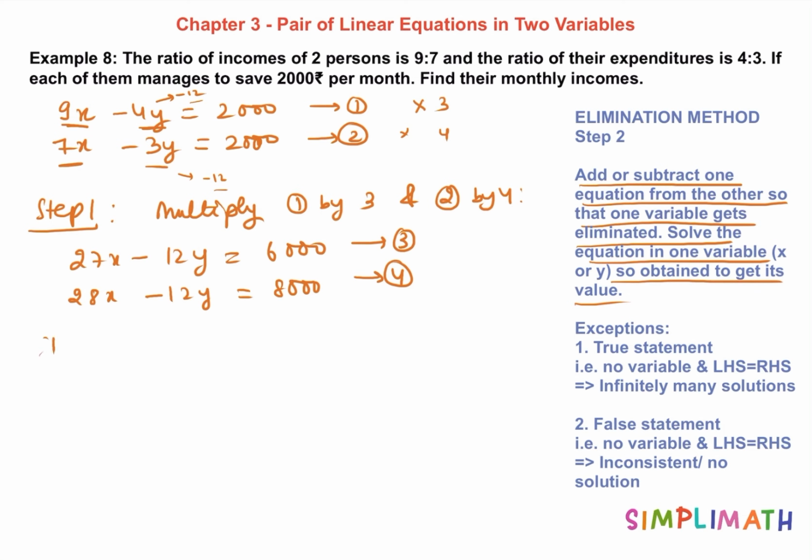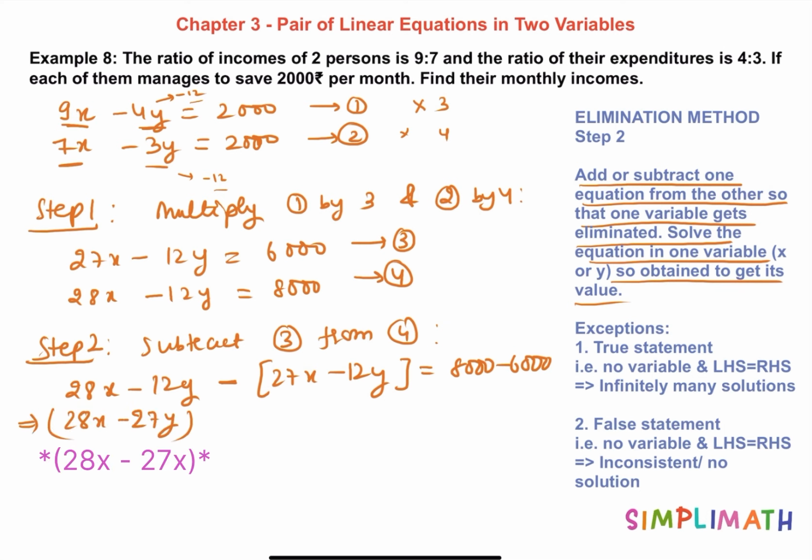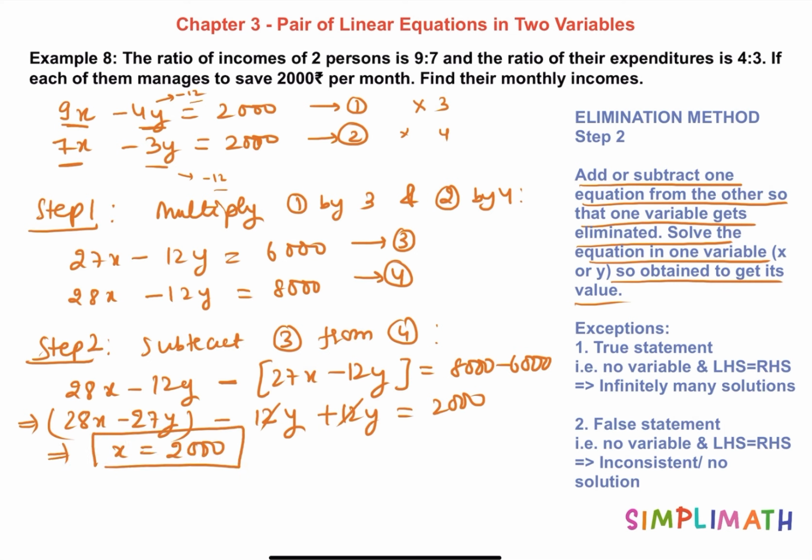We subtract. So step 2 is subtract equation 3 from equation number 4. So we have 28x minus 12y minus 27x minus 12y equals to 8,000 minus 6,000, right? So if we solve this, we have 28x minus 27x minus 12y plus 12y equals to 2000. So this gets cancelled, so we have x is equals to 2000. So we have gotten the value of x.